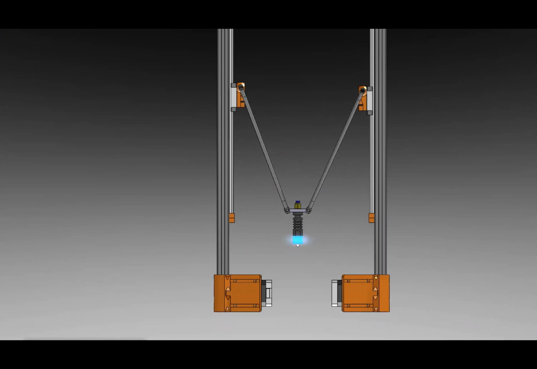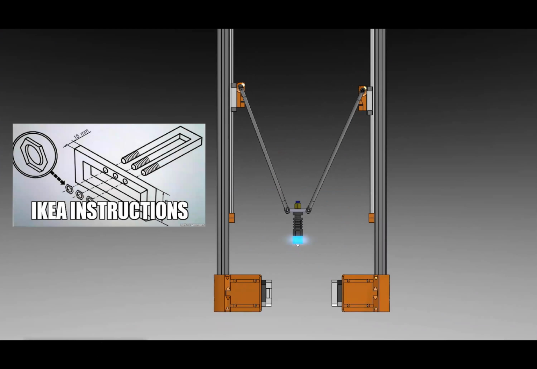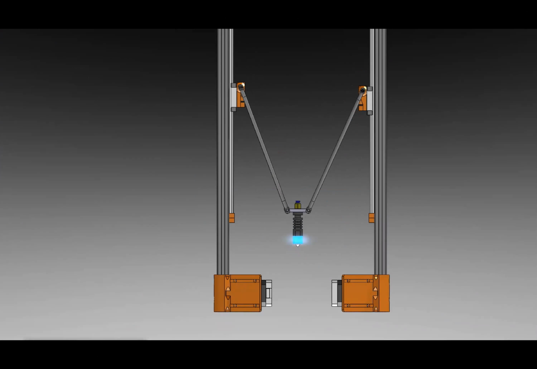Delta printers can also be a bit hard to set up because the printer's computer needs to know the exact shape of the 3D printer. This includes measurements like the arm length and the distance between carriages. But once everything is set up correctly, the Delta is one of the faster and more reliable printers out there.